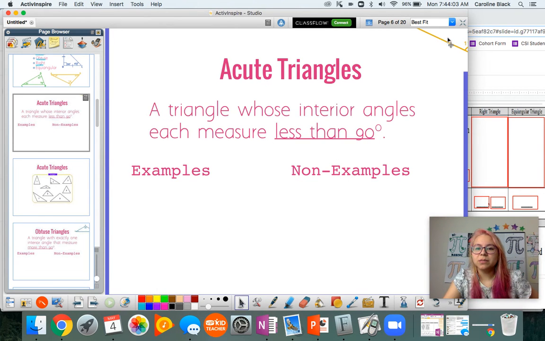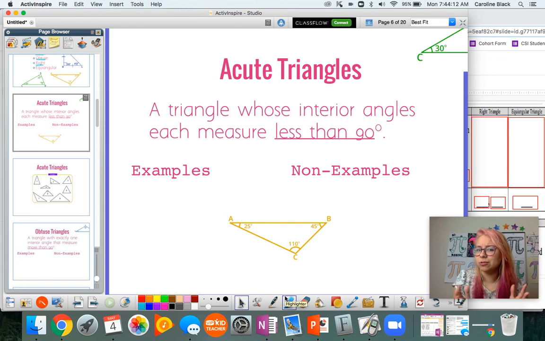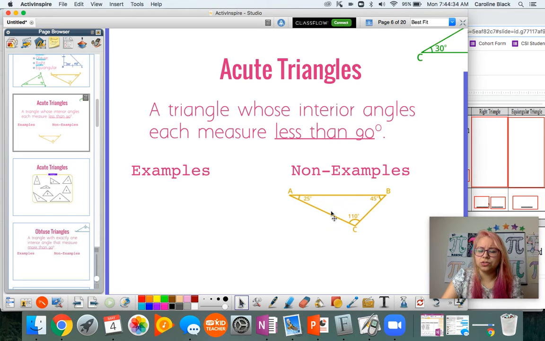So let's look at some examples and non-examples. Let's look at this triangle. In this triangle, remember we're just looking at the angles. I see a 25-degree angle, a 45-degree angle, and a 110-degree angle. Well, 25 is less than 90, 45 is less than 90, but 110, that is not less than 90. That's greater than 90. That's not an acute angle. So this is not an acute triangle.